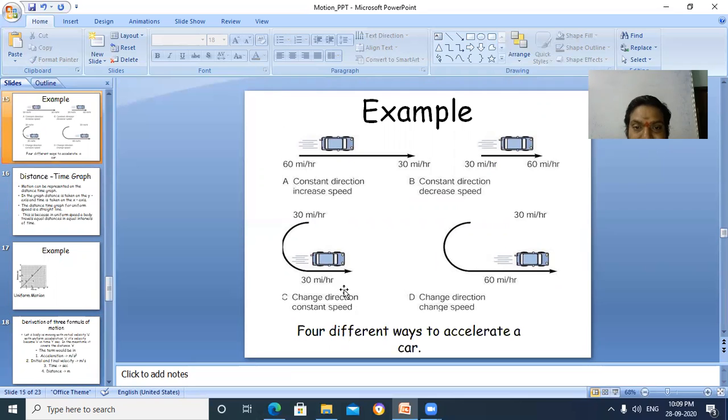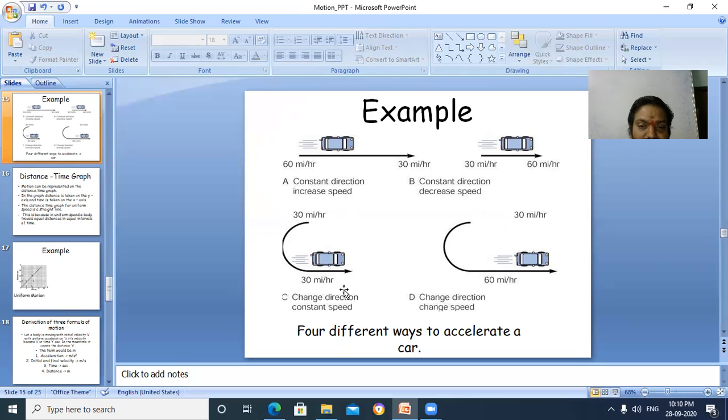If the body is initially in a constant direction, increase speed. Now you can see four different ways to accelerate a car. Initially the car is going with 60 miles per hour, and then the car has reached 30 miles per hour velocity. That means there is a negative acceleration in the car, which is called retardation or deceleration. Whereas in the second case, in B, the constant direction, change in speed: 30 miles per hour to 60 miles per hour is an increase in speed. That's what we observe here.